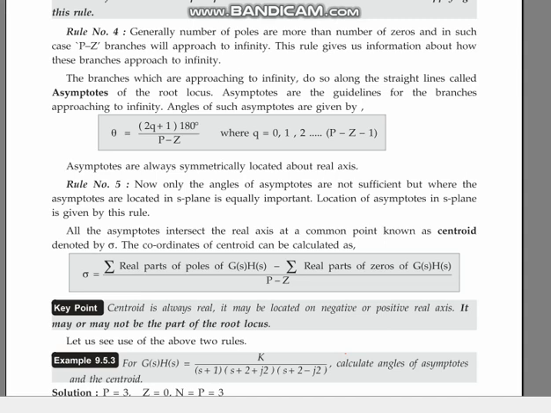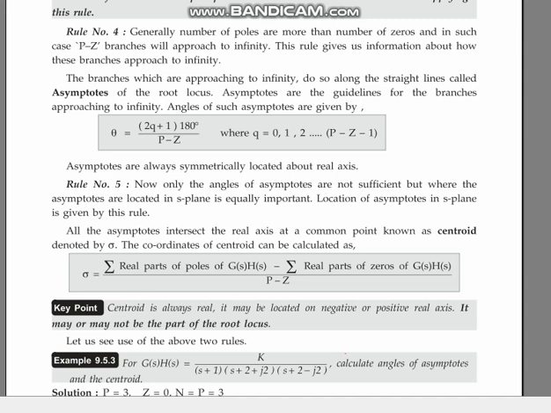In this video, we'll discuss root locus rule number 4 and the remaining rules. Generally, the number of poles is more than the number of zeros, and in such a case, p minus z branches will approach infinity. In the beginning, I told that the root locus branches will start from poles and end at zeros, or some root locus branches will start from poles and end at infinity. They will approach infinity.